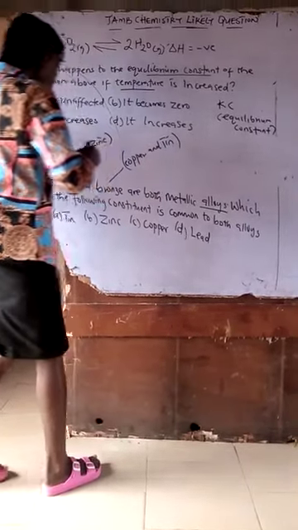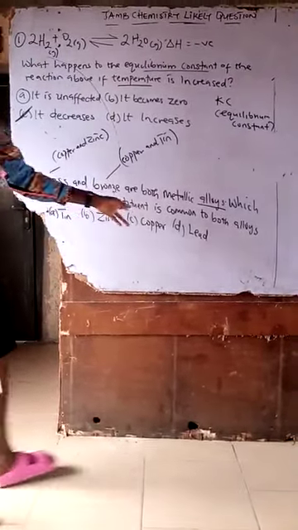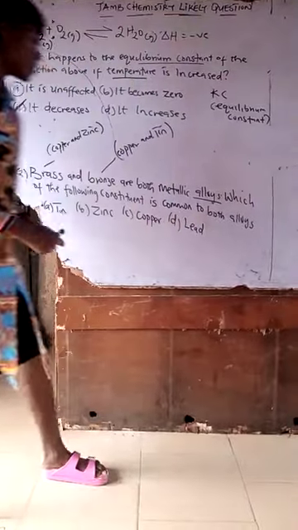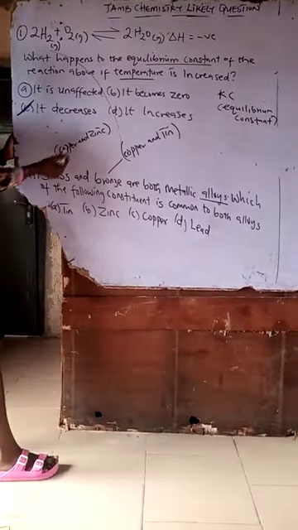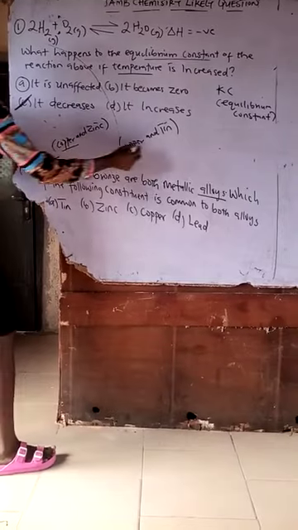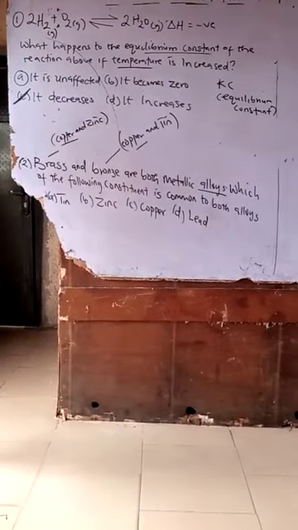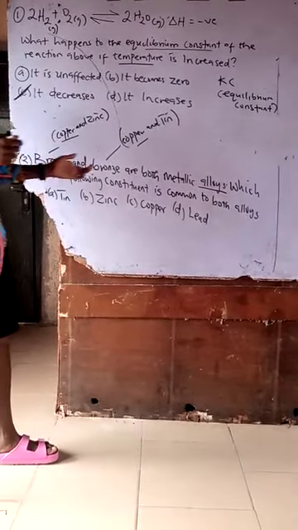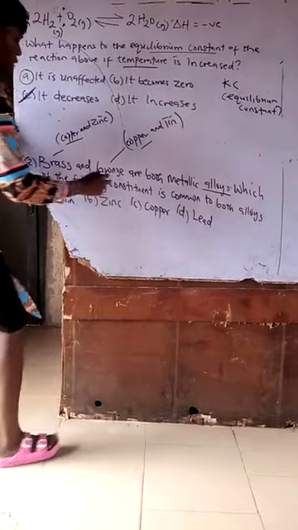And we are asked which of the following constituents is common to both alloys. Looking at this question, like what I've said, we have copper here, we have copper here. So the element that is common to both alloys is copper. So our answer is copper.